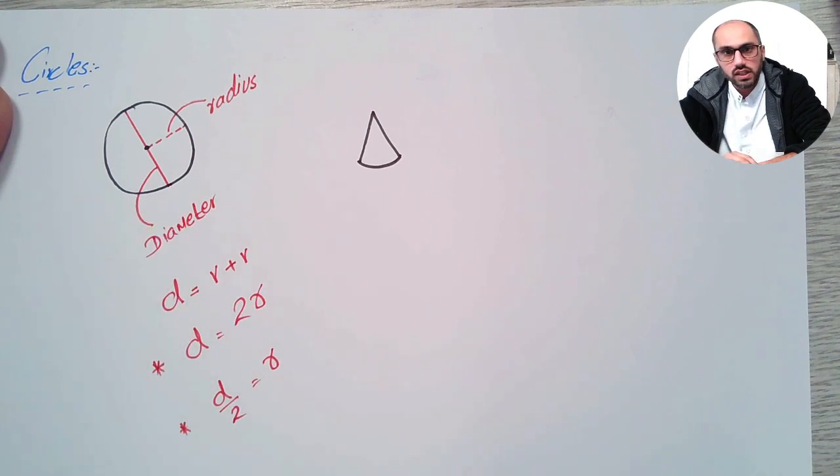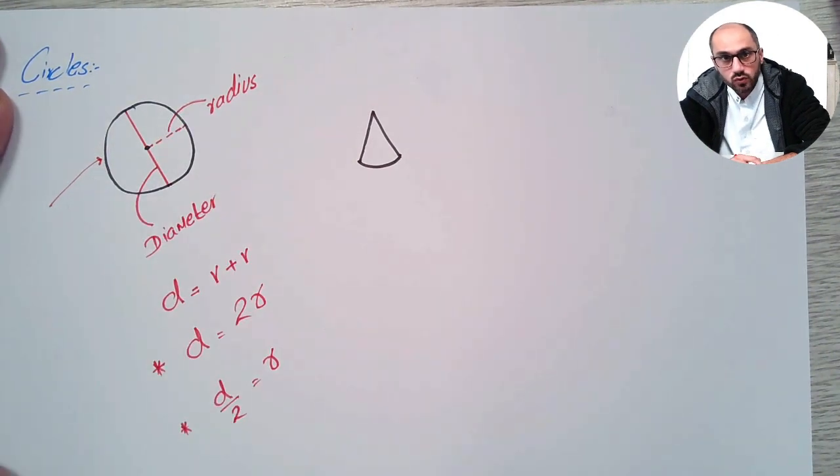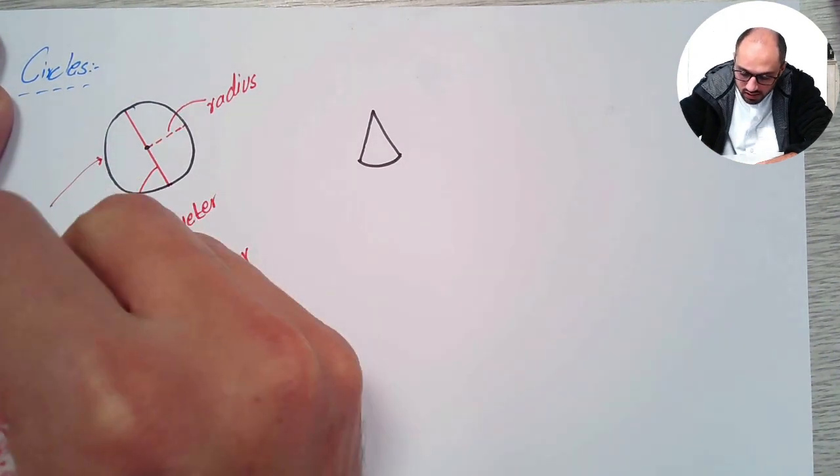The boundary of the circle, when you have a complete circle, has a special name. So we don't use the word perimeter for this boundary. We will use the word circumference.